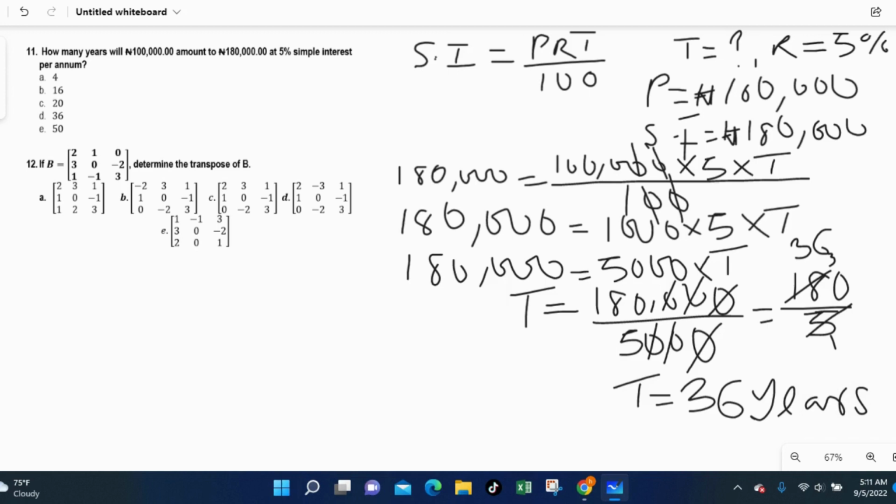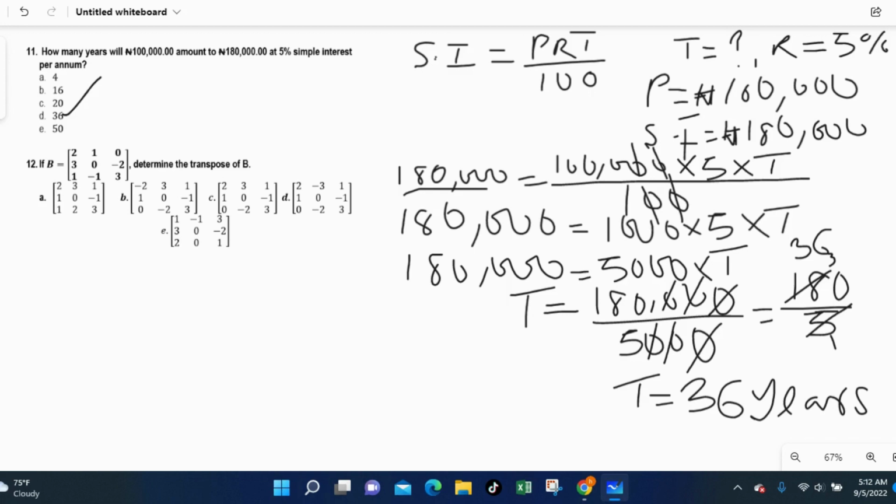This simple interest, 80,000, at this given time will be added to the principal after 36 years. So you see, we have solved that question, and the correct answer is option D, which is 36 years. Now let's go ahead and see how we are going to solve the next question.